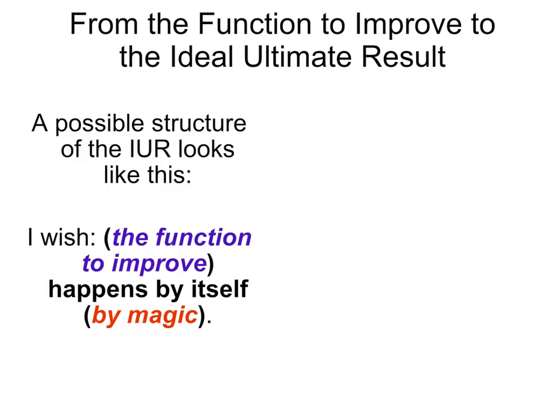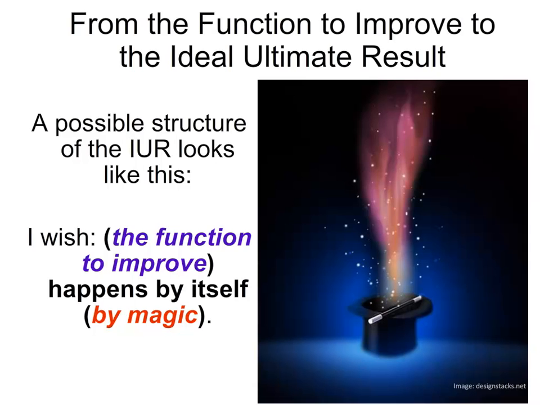I wish the function to improve happens by itself. In essence, we wish that the function under improvement is achieved by itself, with help of some magic. Does that sound realistic? Well, it certainly doesn't. Correctly formulated ideal ultimate result is always unreachable. Surprisingly though, such magical look at the function you wish to improve results in novel views of the problem and often brings inventive solutions.